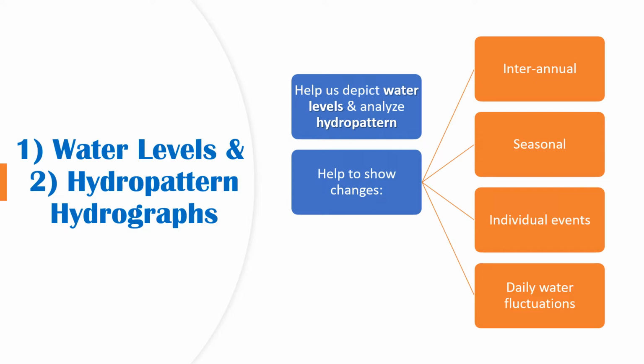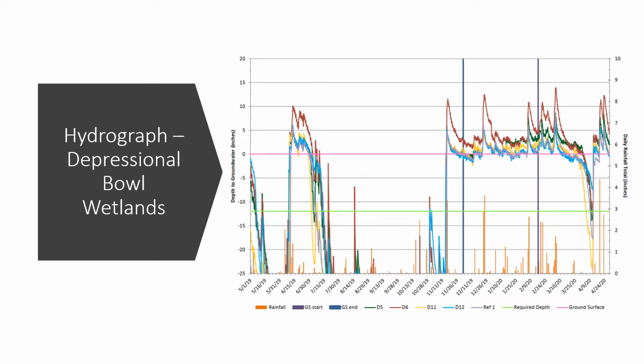These changes could be interannual, they could be seasonal, you could identify individual events, or you could even see daily fluctuations in the water. So I pulled some example hydrographs on sites that I work on. These are all different wetland mitigation areas. And this particular one shows more of a depressional bowl type wetland, where you can see that the hydrology is present from about November to April.